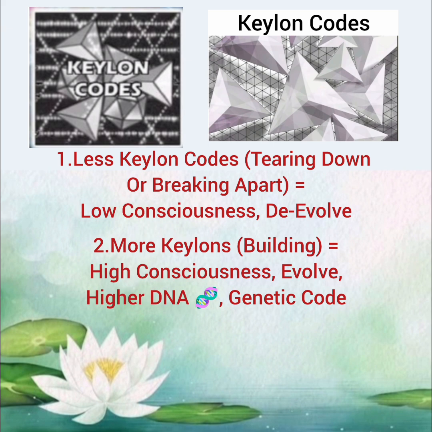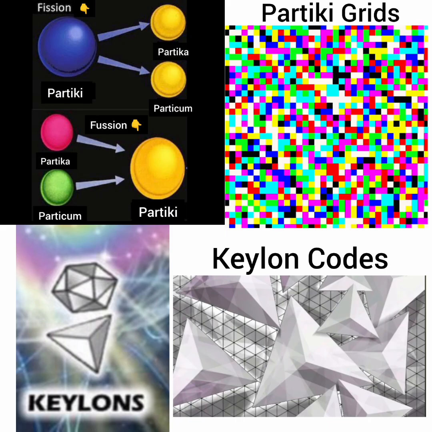You can also break down the keylon codes, which will make us de-evolve, and our genetic code will fall apart. So we now know that if we are building more keylon codes, we are going to have high consciousness and we will evolve our higher DNA genetic code. But if we have fewer keylon codes, if we are tearing down our keylon codes, then we have low consciousness and we are de-evolving. So either we build more keylon codes and evolve, or we tear them down and de-evolve.